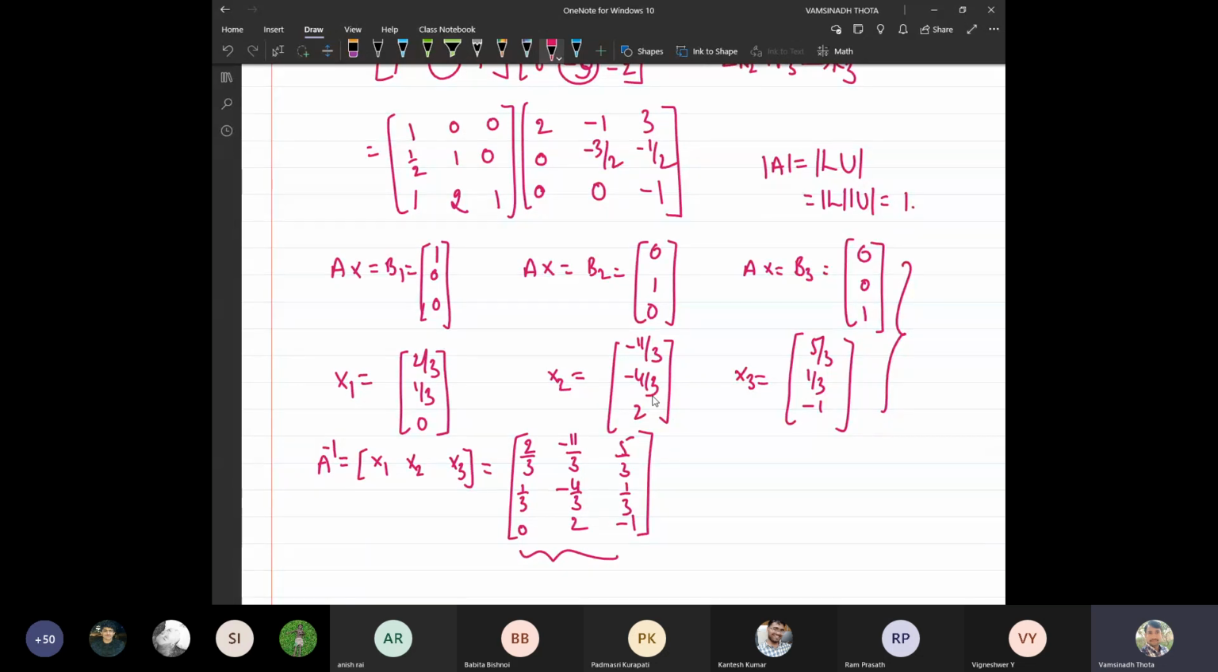U is an upper triangular matrix. The determinant of an upper triangular matrix is the product of the diagonal entries, and hence the determinant is, sorry, not again, it is 3. 2 into minus 3 by 2 into minus 1 gives 3, and hence the determinant is 3. That is a non-zero number. Okay, fine.